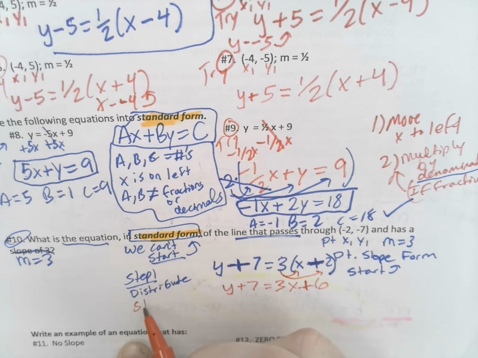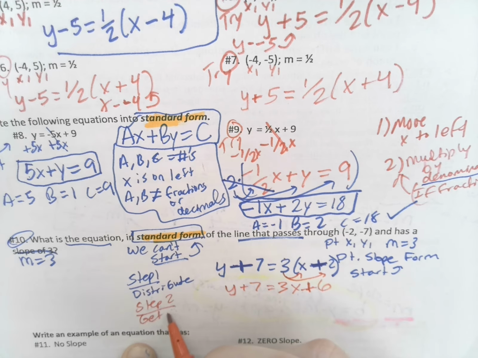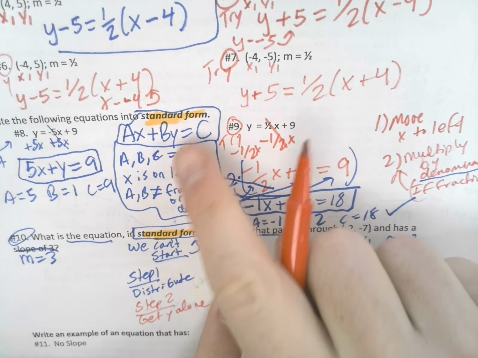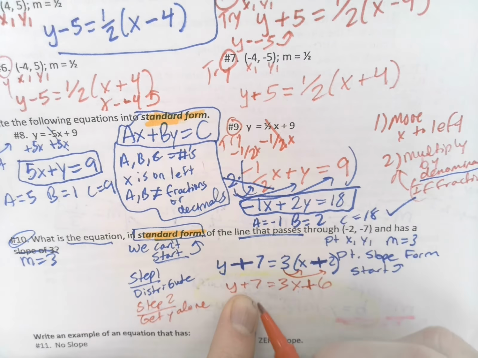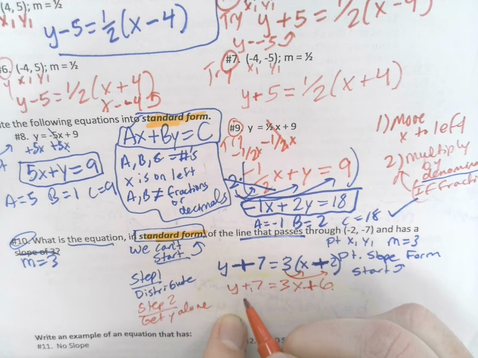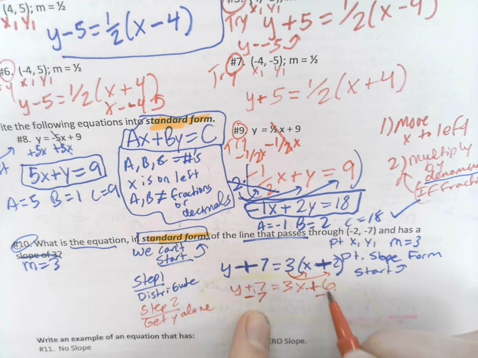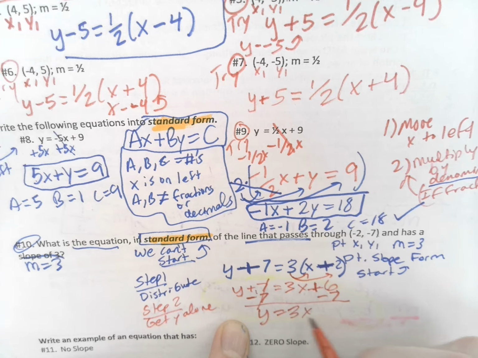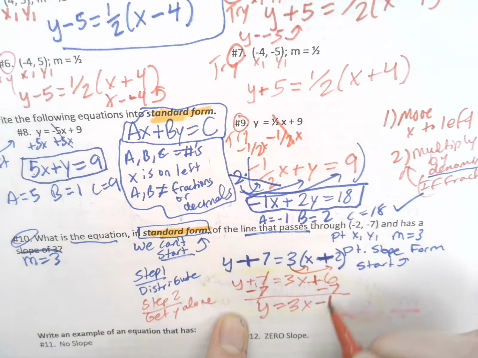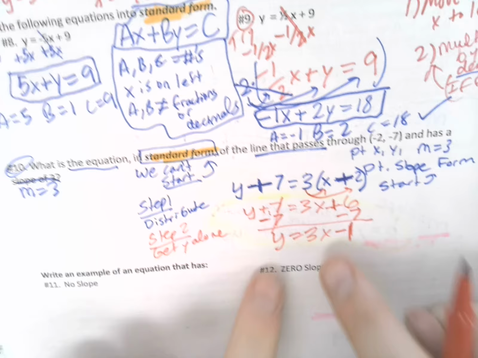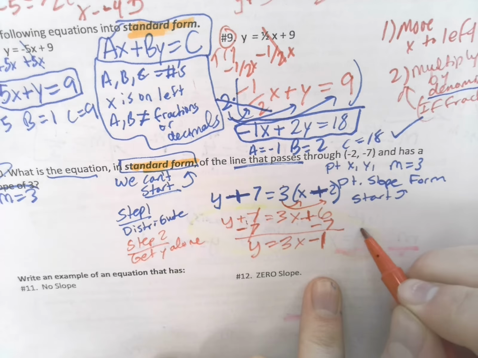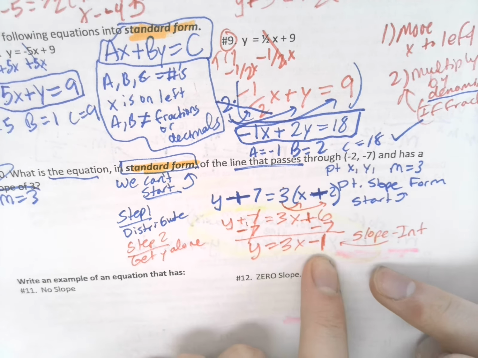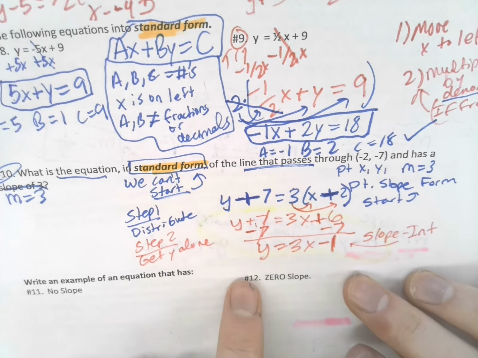Okay? Step 2, get y alone. We need that 7 to be over here because we know standard form is going to have just a regular number by itself on the right side. So we need to combine these regular numbers together on the right side. So if it's y plus 7, I'm going to subtract 7. So y equals 3x. 6 minus 7 will be negative 1. And check it out, guys. What form did we just create? This is slope-intercept form. Y equals mx plus b. We just created slope-intercept form, but that's not what we want.